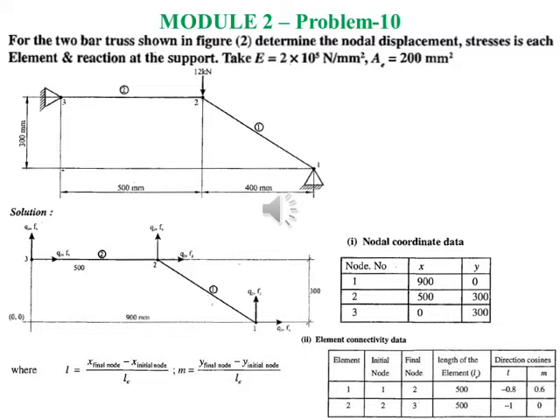So next problem, a 2 bar truss element is shown in the figure. Determine the nodal displacement, stress in each element and reaction at the supports. Take E is equal to 2 into 10 power 5 Newton per millimeter square, A is equal to 200 millimeter square. So the diagram is given.